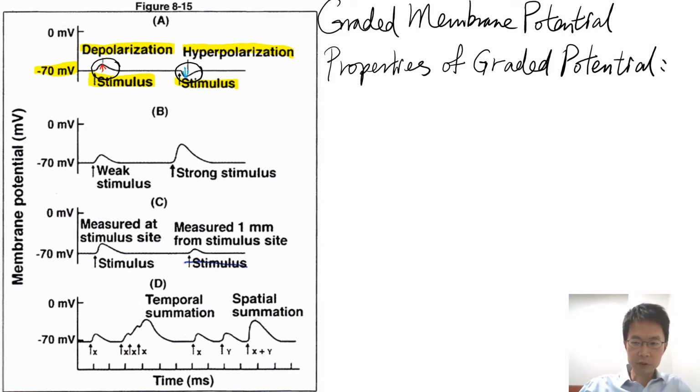The first one is that graded potential is directly proportional. This is a mathematical symbol that looks like a fish. Lots of students call it a fish, but it's a mathematical symbol. It means proportional. Graded membrane potential is proportional to the stimulus intensity.